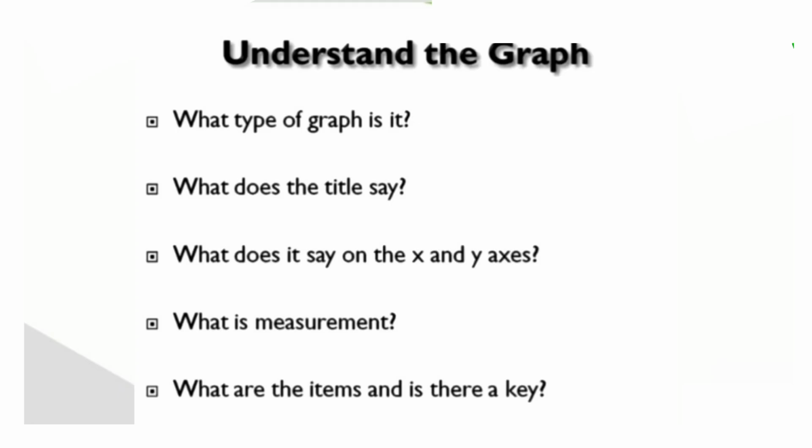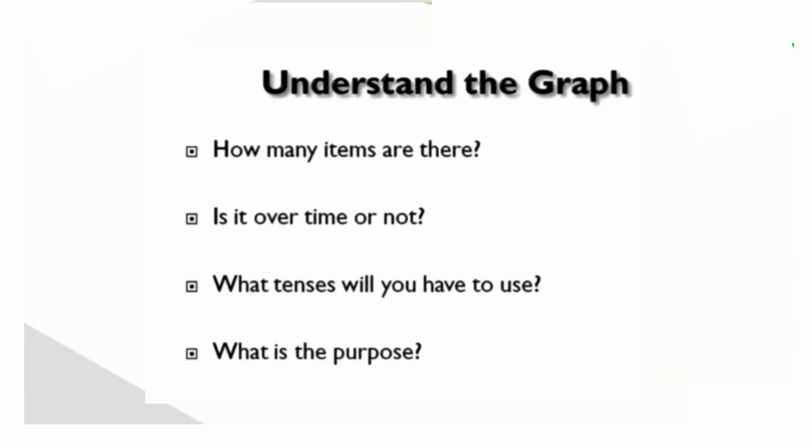Then check what the measurements are. Is it a number? Is it a percentage? Or is it years? The next thing you have to do is find out what the items are and is there a key. Look for the key and find out what are the items given on the graph. Then count how many items are there. After that, check whether it is an overtime graph or not. If you see a continuous time period, then it is an overtime graph. If you don't see a continuous time period, then it is not an overtime graph.